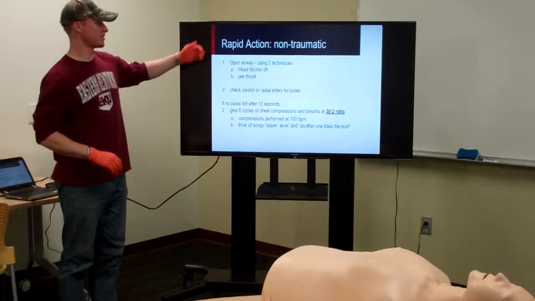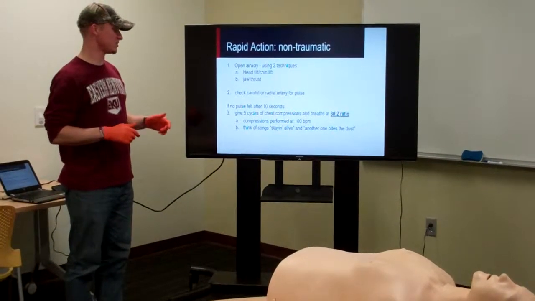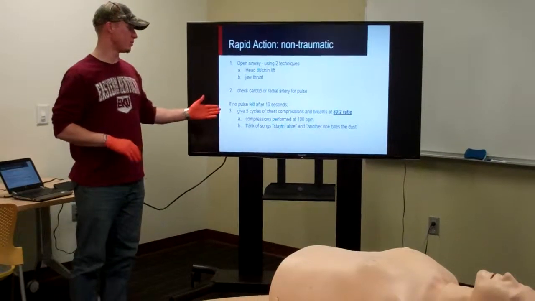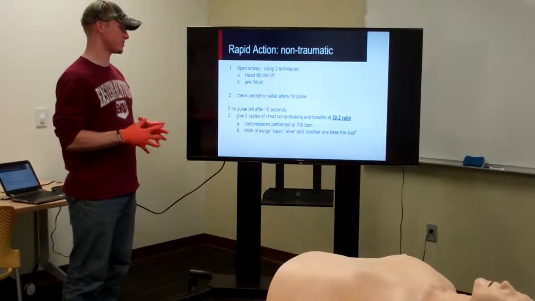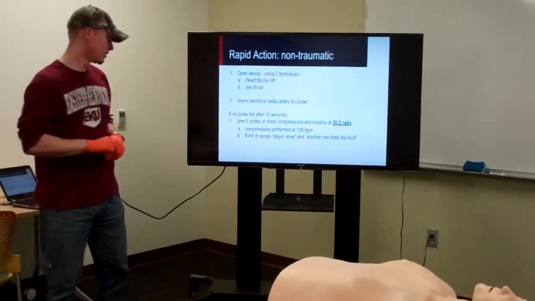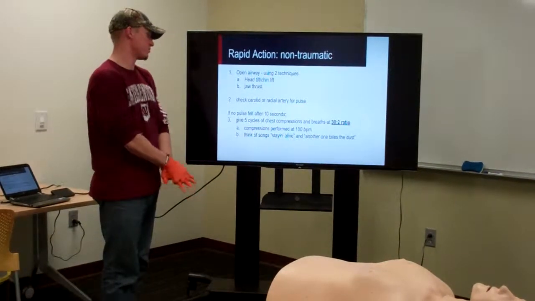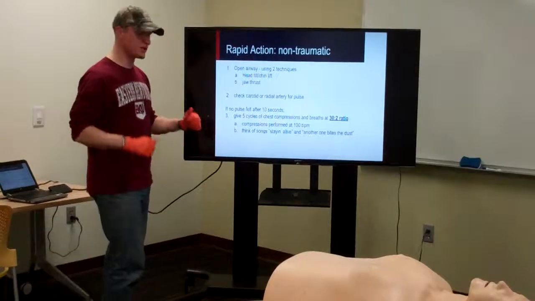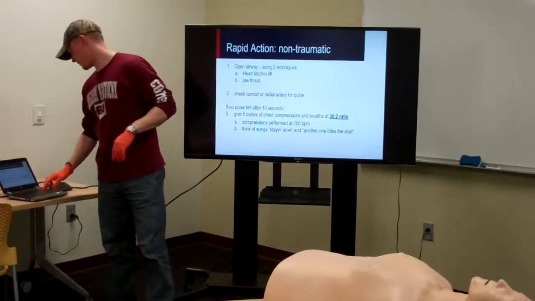So this is our rapid action for non-traumatic patients. We're going to open that airway using the two techniques. Then we're going to check for a pulse. If there's no pulse for 10 seconds, we're going to give 5 cycles of CPR, chest compressions and breaths, at a ratio of 30 to 2. Once again, compressions are performed at 100 beats per minute, and you can think of Staying Alive or Another One Bites the Dust.